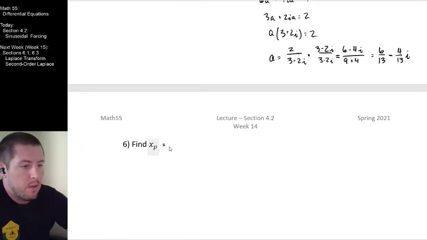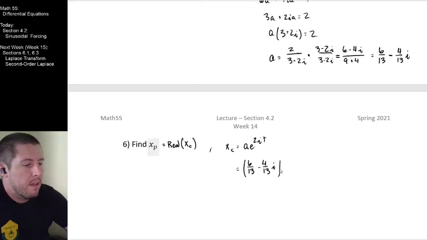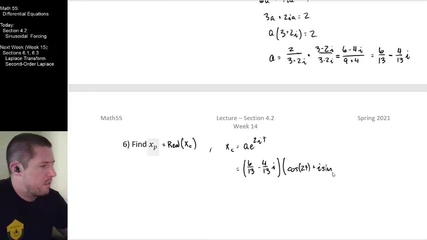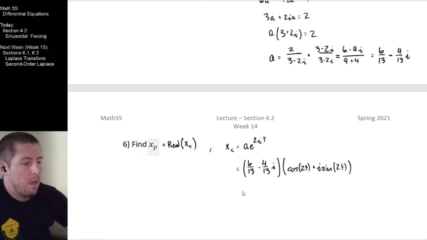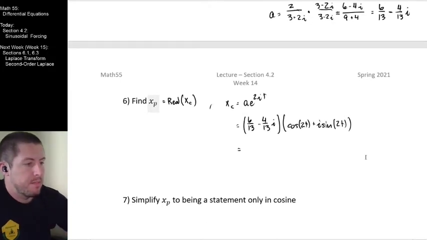So x sub p is equal to the real part of x sub c. And we had that x sub c was A e to the 2it, which we just found we should be writing as 6/13 minus 4/13 i times cosine of 2t plus i sine 2t. And we want to multiply this out, and we want to keep only the real components because we started with a cosine expression.